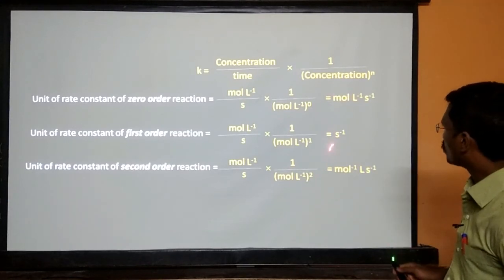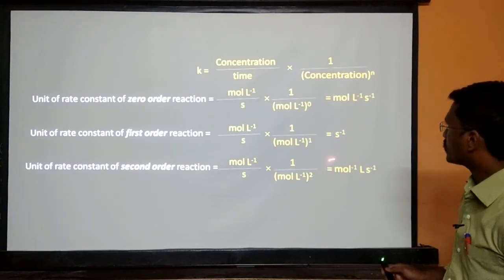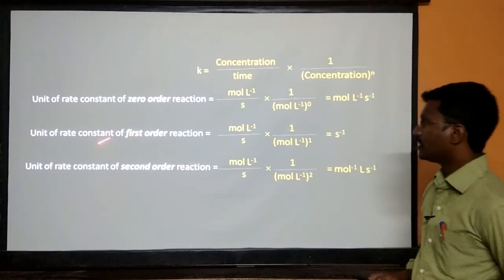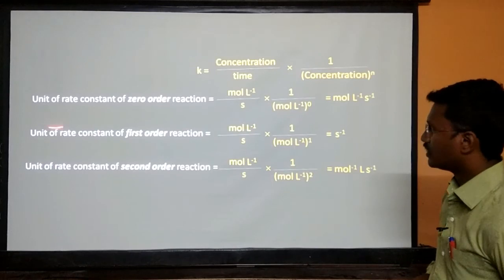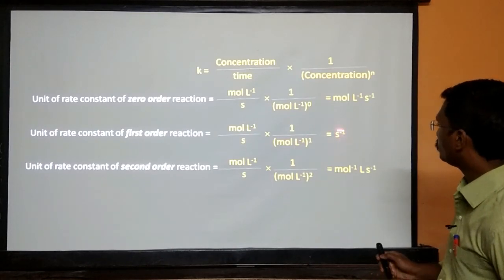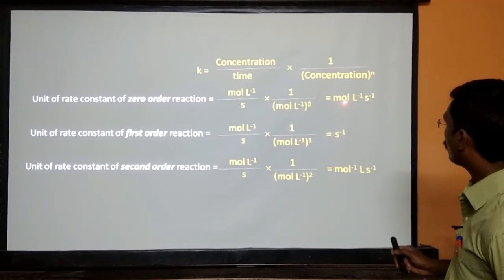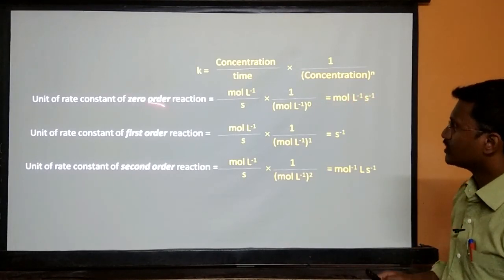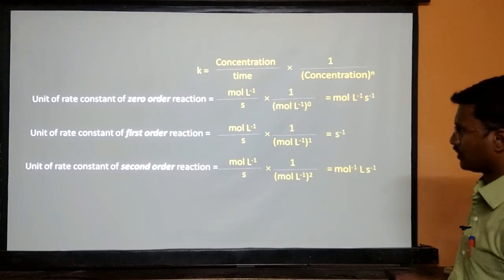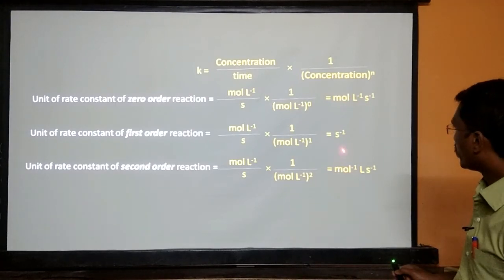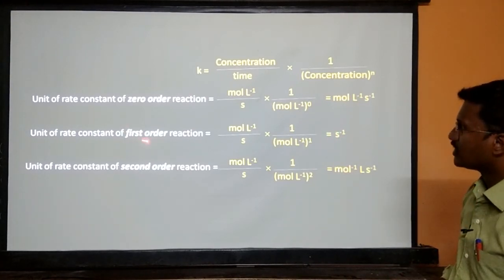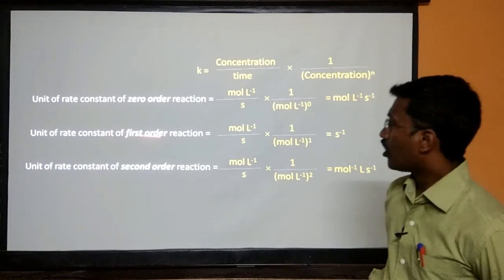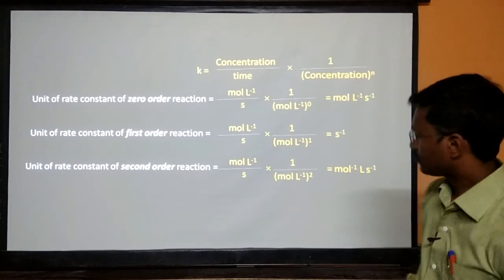You are not supposed to forget these SI units, because sometimes in calculations, if they give the rate constant K value with the SI unit mole per liter per second, without any calculation you can write it is zero order. If they have given the SI unit per second, then you have to write it as first order. Based on the SI unit, it is possible to write the order of the reactions.